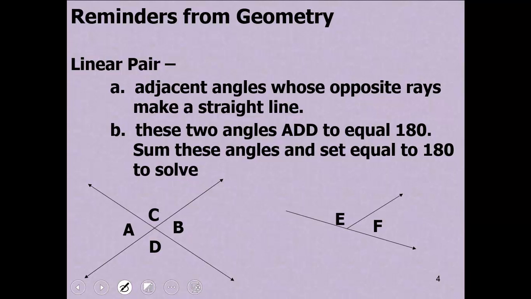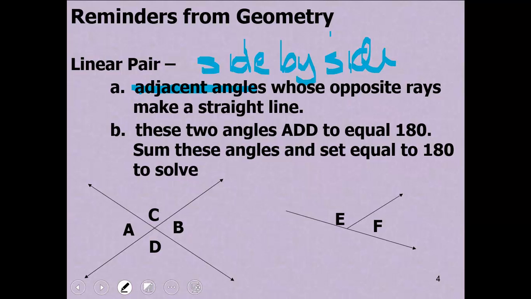Linear pair. Again, these are formed when two lines are drawn and intersect, but these are the adjacent angles, or the side by side. They sit next to each other, and their opposite rays make a straight line. So notice how C and B sit next to each other. Their opposite rays make a straight line. B and D sit next to each other. Their opposite rays make a straight line. A and D sit next to each other. Their opposite rays make a straight line. A and C sit next to each other. Their opposite rays make a straight line.